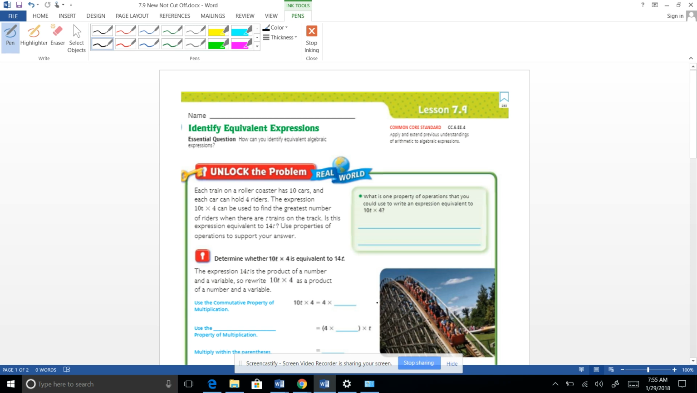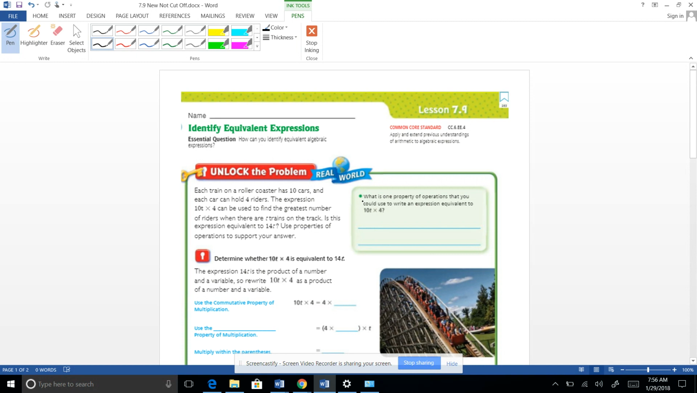Okay, this video lesson comes from Chapter 7 in Go Math, and it's Lesson 7.9, in which you're looking at identifying equivalent expressions. Now, the other day we looked at different types of mathematical properties. We learned about the commutative property, associative property, distributive property, as well as the identity property. And those properties oftentimes help us generate equivalent expressions.